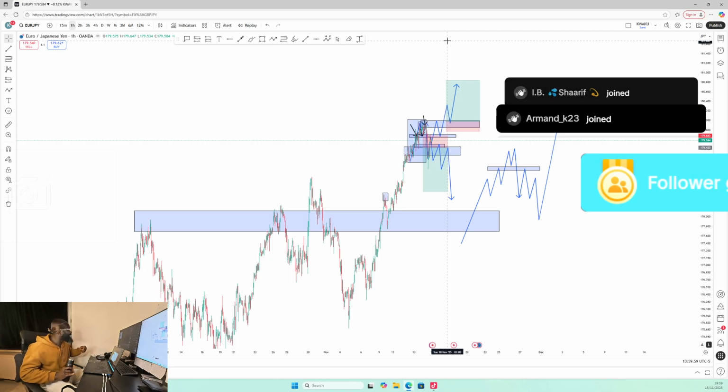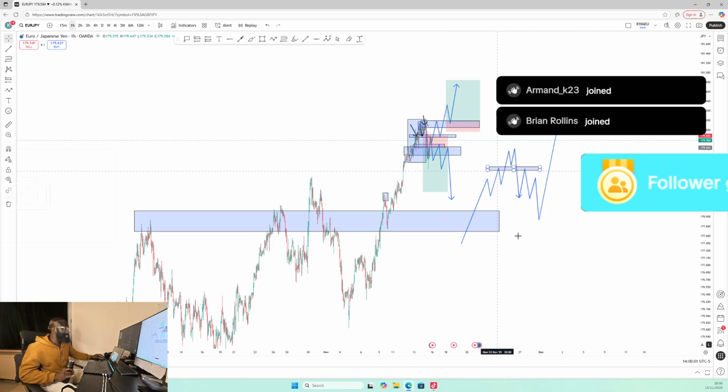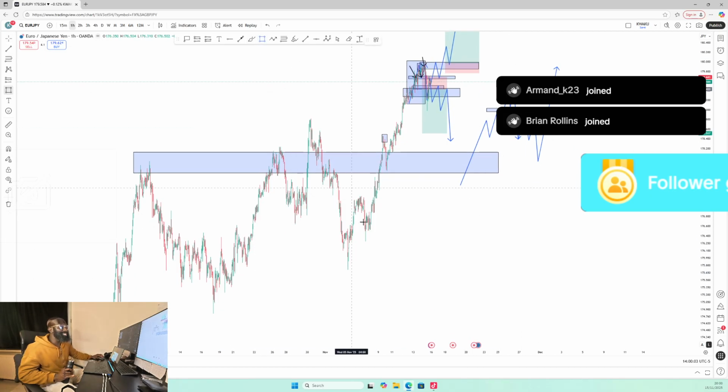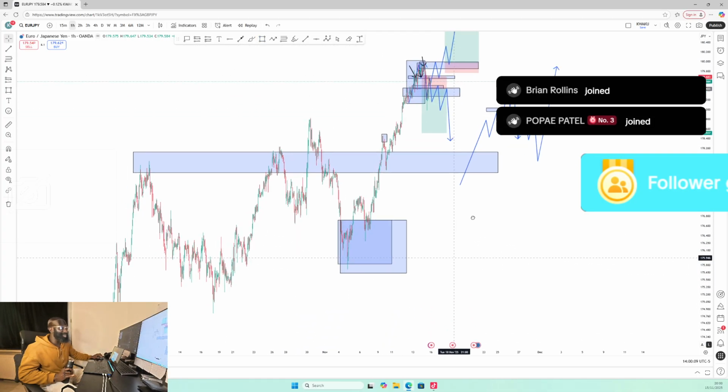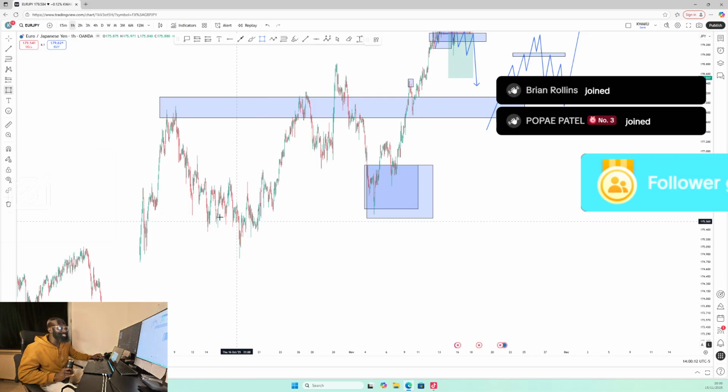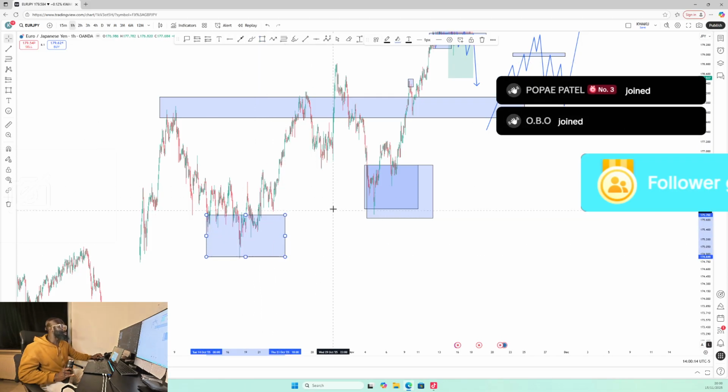Because price has initiated the continuation already. So the continuation started even in daily around this support. Daily continuation, 4-hour continuation also started around this level. And then weekly continuation and the monthly continuation started from this level. So we can see how price has initiated the continuation already.